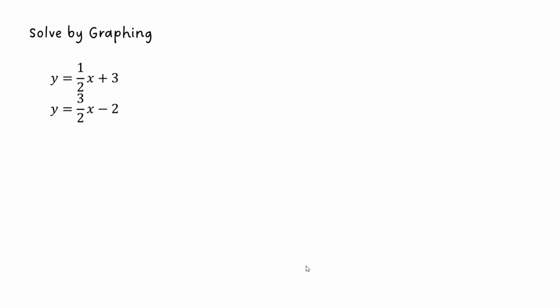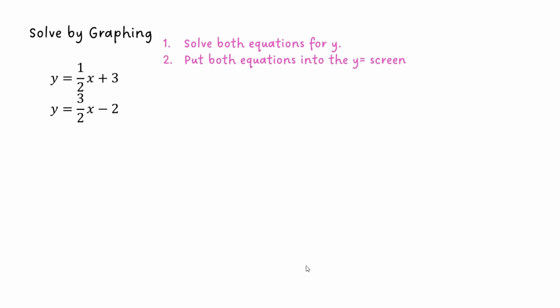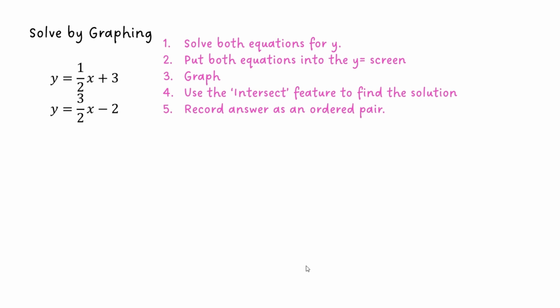So the rules for that are: solve both equations for y, so that's not different than solving by hand. Put both equations into the y equals screen, as y1 and y2. Then you would graph. You would use the intersect feature to find the solution, and you would record your answer as an ordered pair. Now that seems like more steps than graphing by hand, and I guess it is, but really what you're doing is just typing the equations into your calculator. So I am going to switch over to my calculator emulator now, and I will show this procedure.